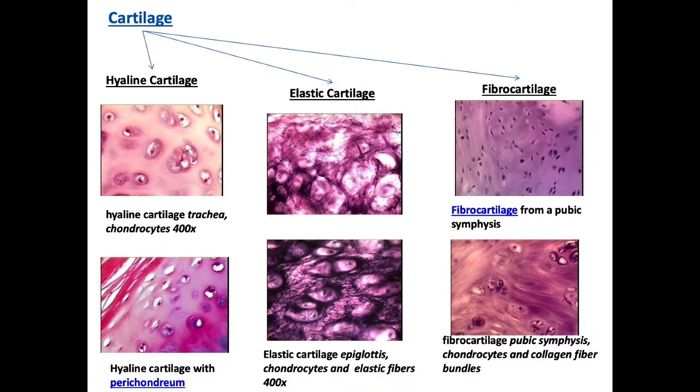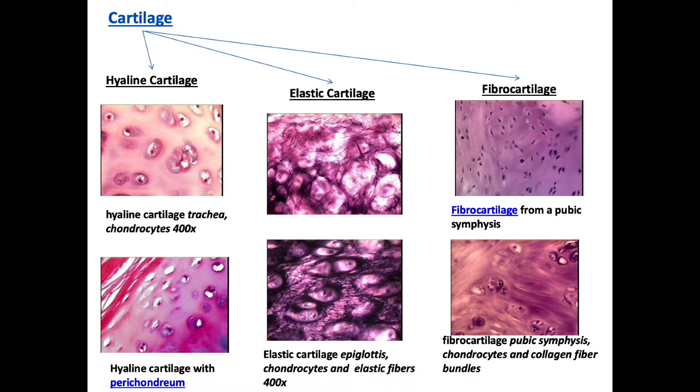So, first of all, let me review the previous lecture briefly, okay? What was the previous lecture? Cartilage. And hopefully you remember, or maybe you have read the appropriate topics in the textbook. So, how many types of cartilage do we have? Three main types. So, what are the main differences between these cartilage types?